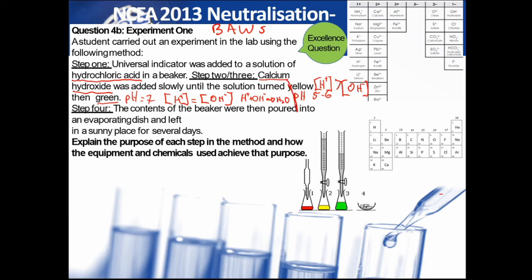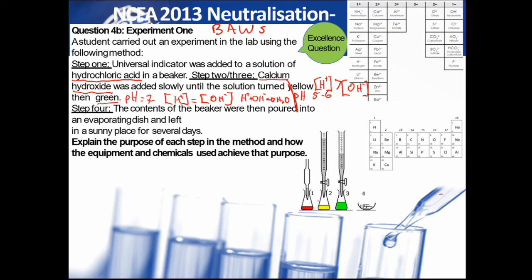Okay. Step 4, the contents of the beaker were then poured into an evaporating dish and left in a sunny place for days. So they are trying to isolate the salt. Remember, because a base plus an acid gives you water and a salt. They want to isolate the salt. This is the same as the previous year's experiment. Explain the purpose of each step and how the equipment and chemicals are used to achieve this.